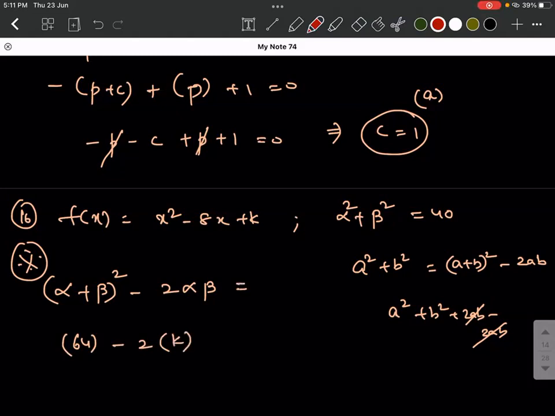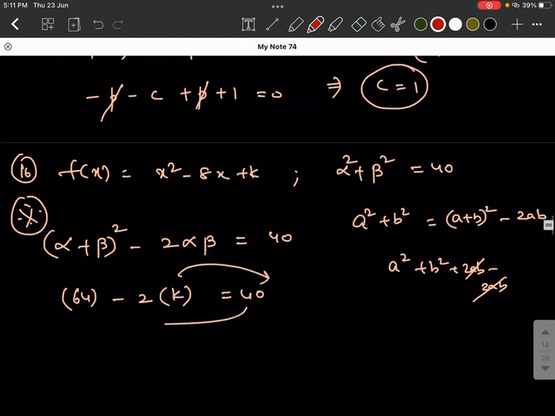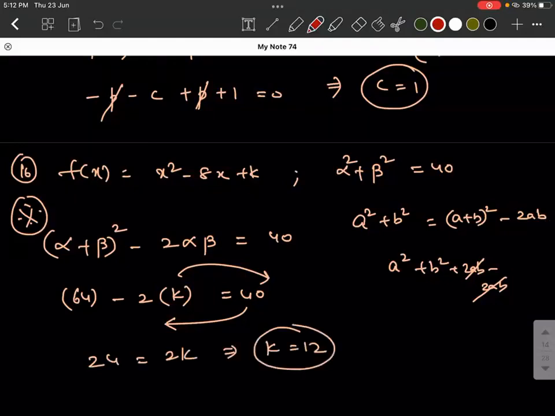This whole thing is how much? 40. So 2k to the other side, 40 to this side. So 24 is equal to 2k, k is equal to 12. Is there an option with that number? So option B is the right answer. Clear?